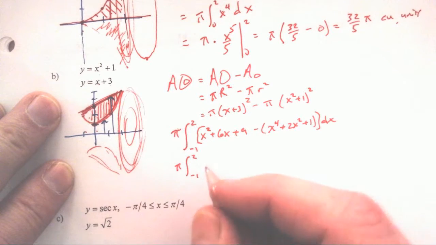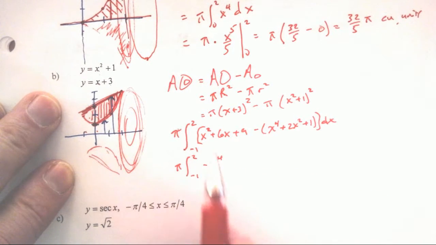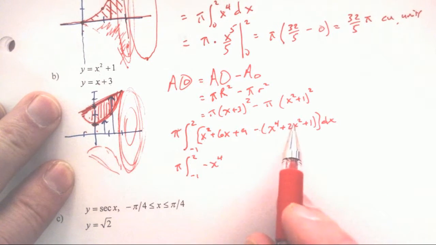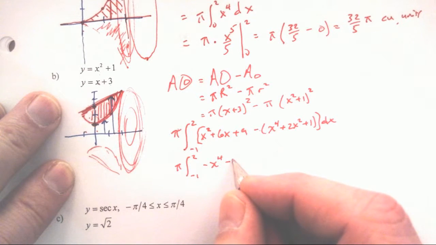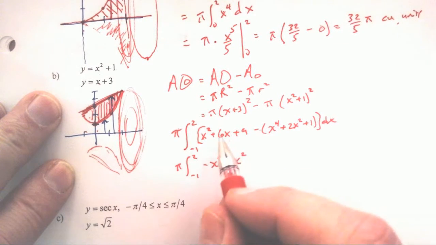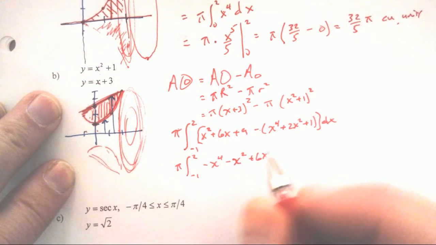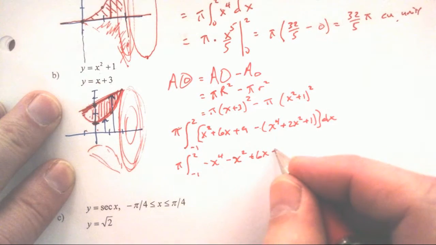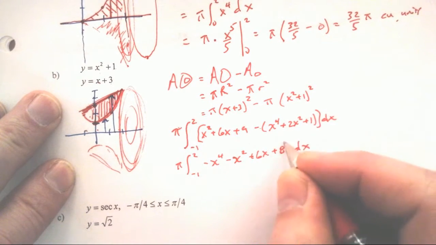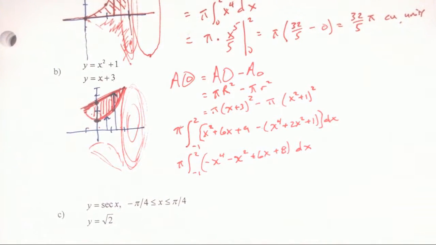Let's see, I've got a negative x to the 4th. I've got an x squared minus 2x squareds. So a minus x squared. I've got a plain old plus 6x, and I've got a 9 minus a 1, plus 8 dx. Look all right?